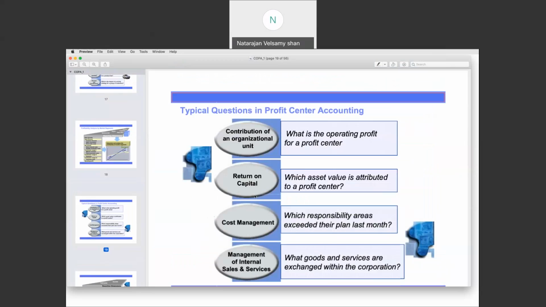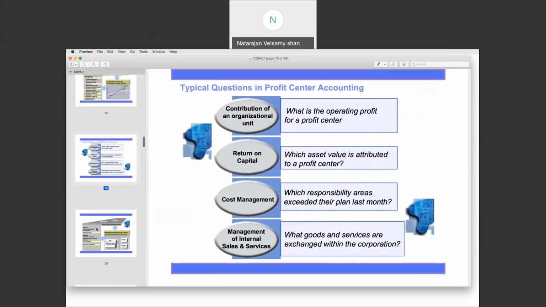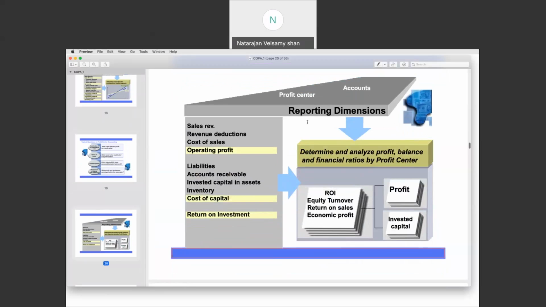So typical questions in professional accounting are: contribution of organization unit, what is the operating profit for the profit center; return on capital, which asset values are attributed to the profit center; cost plan, which responsible areas exceeded their planned cost last month; management of internal sales and services, what costs and services are exchanged within the corporation. So the profit center profit dimension is accounts. It's accounts on GL accounts.